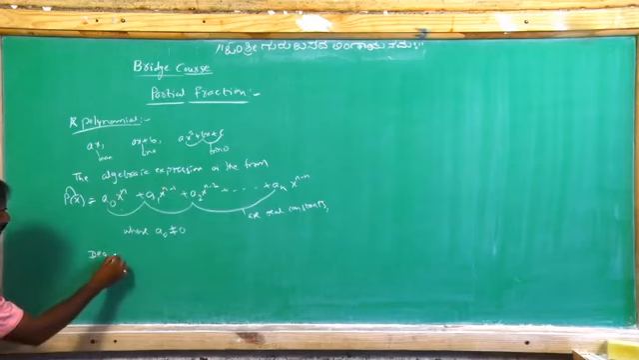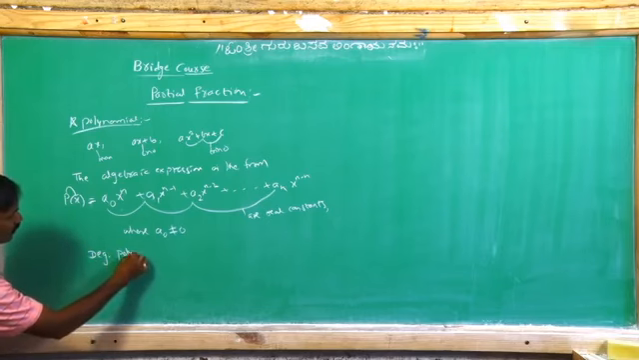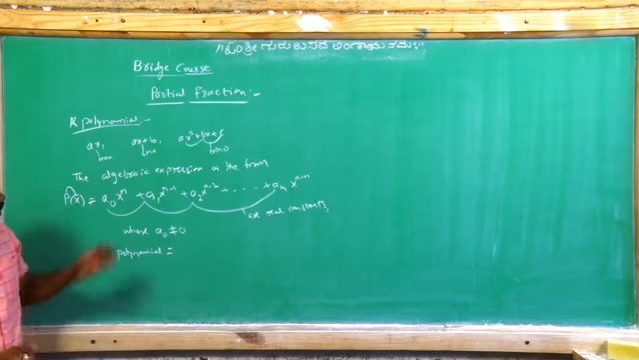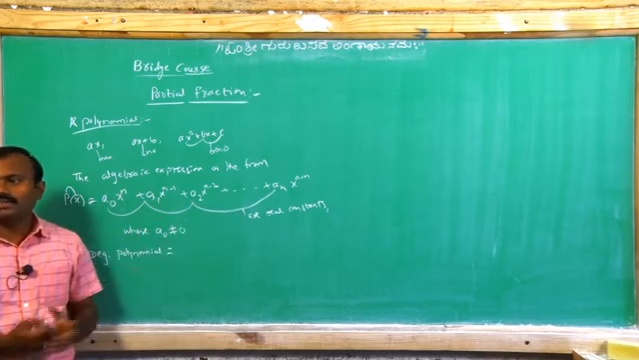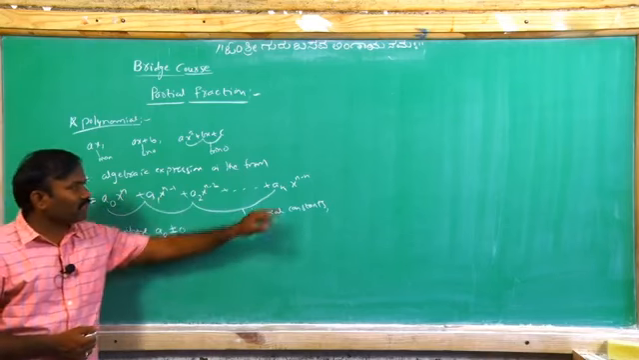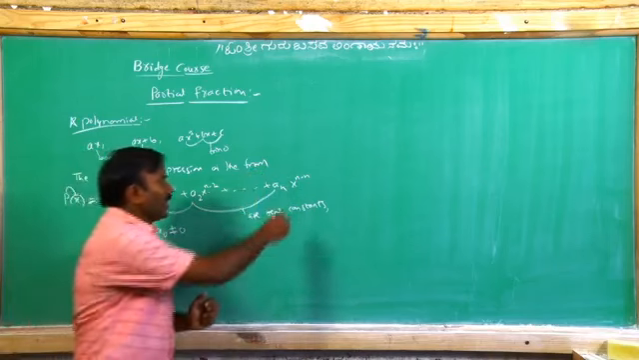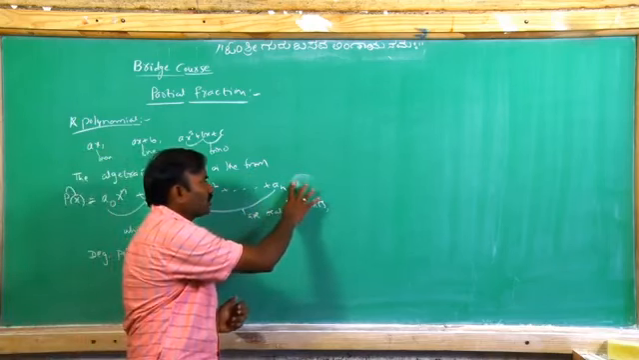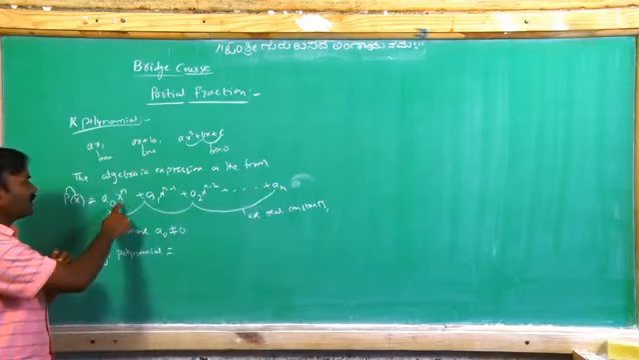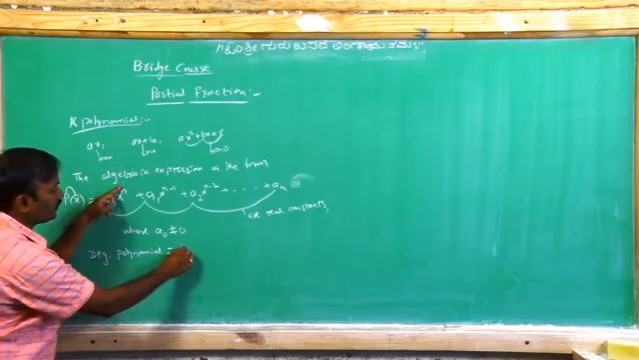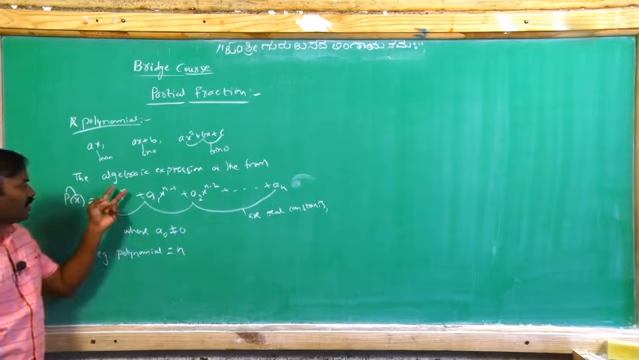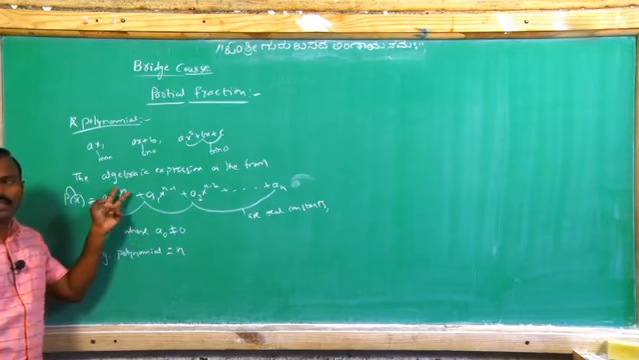Next take the degree of polynomial. What is the degree of polynomial? In this polynomial, what is the highest power of x? x power n, x power n minus 1, x power n minus n. The last, n minus n, means x power 0 is 1, and 1 into an is an. So in this expression, the highest power of x is n, so the degree of the polynomial is n.